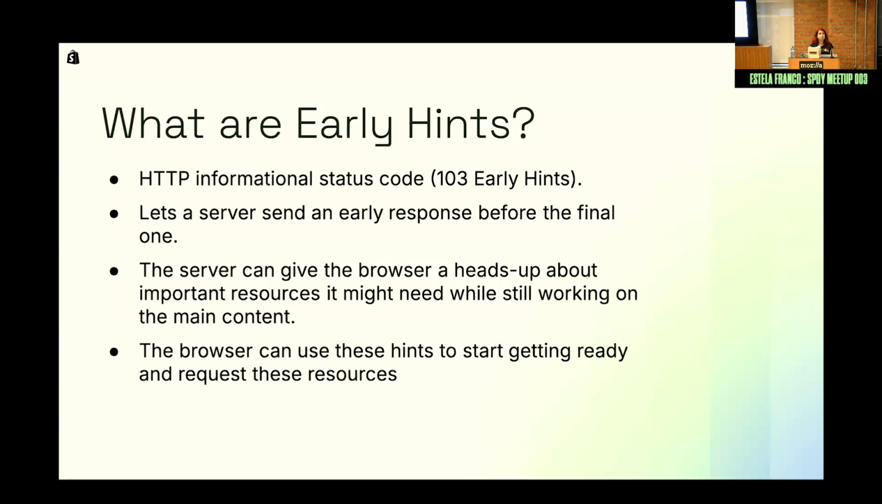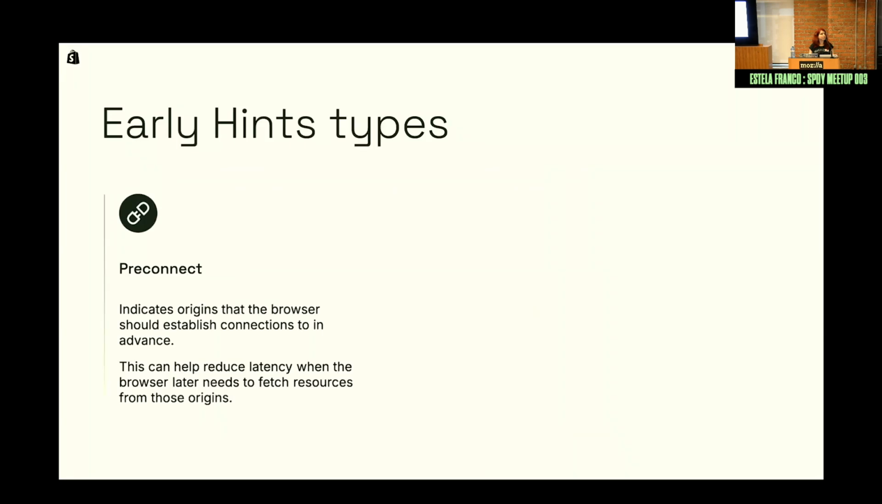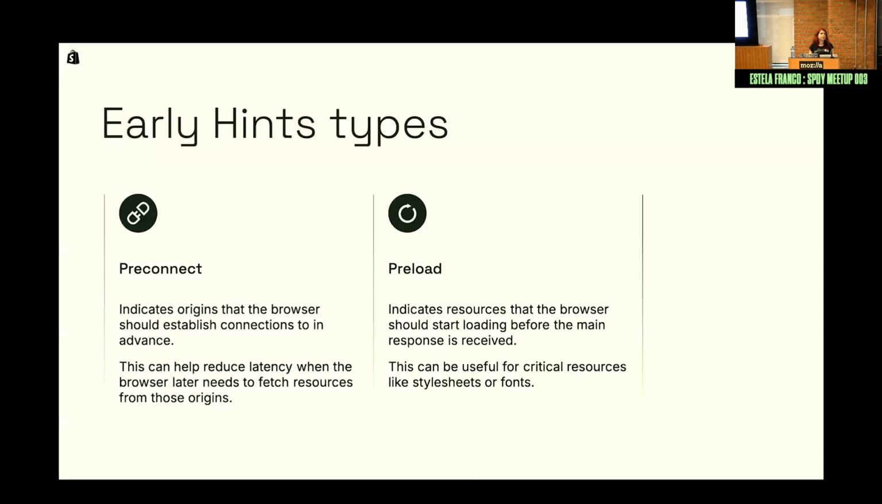So they can use these hints to start downloading some critical resources that may be needed for loading the page. You have two ways to use early hints. You can pre-connect to critical origins that you know you will need to download resources from. And you can preload resources that you know you will need to load the page.